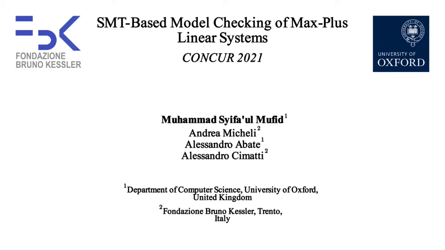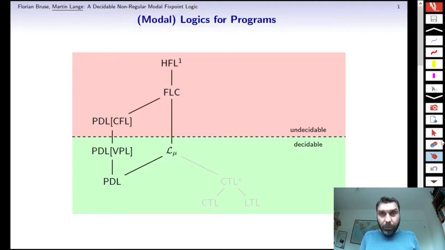Bruno Kessler, Italy. So this talks about program logics, specifically decidability issues on program logics like the modal mu calculus or propositional dynamic logic. Now the situation as we know it is there are basically two maximal decidable program logics, the modal mu calculus and propositional dynamic logics over visibly pushdown languages.